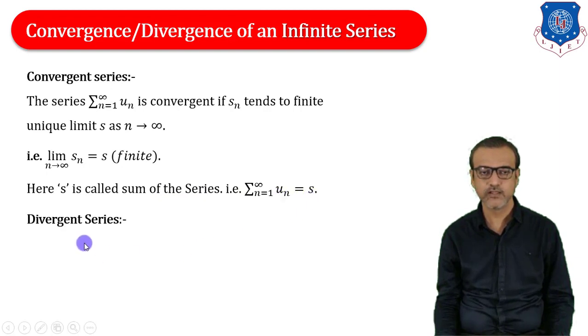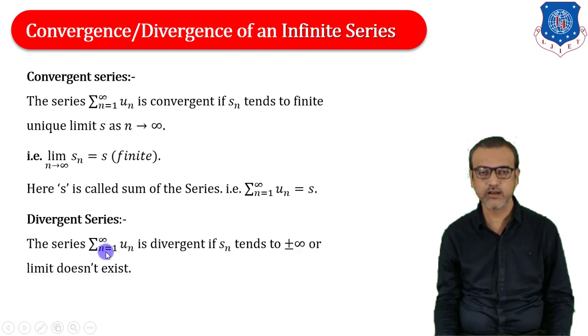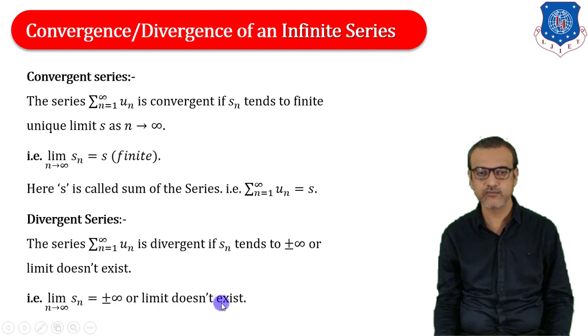Now we will see what is a divergent series. The series sigma n is from 1 to infinity un is divergent if Sn tends to plus or minus infinity or the limit does not exist. That is, limit n tends to infinity Sn equals plus or minus infinity or the limit does not exist. Then we will say that the given series, that is sigma n is from 1 to infinity un, is a divergent series.